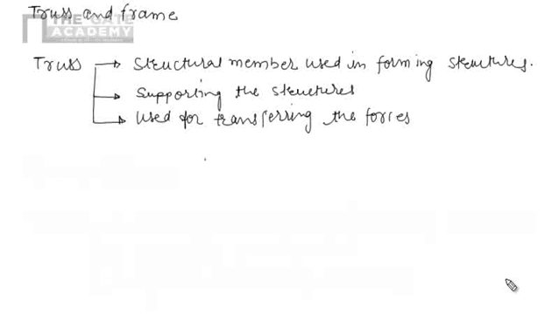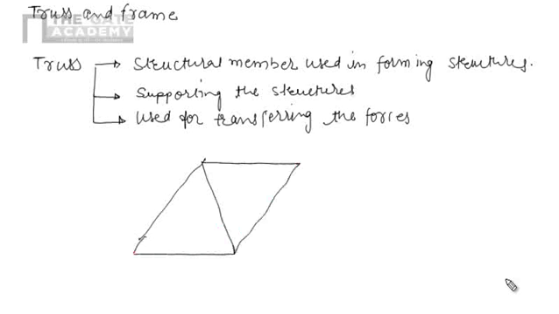So here I am drawing a simple kind of truss here. Truss may be supported by simple support, and suppose the loads are acting here. Suppose it's a F1 Newton and F2 Newton. It's a typical example of a truss.